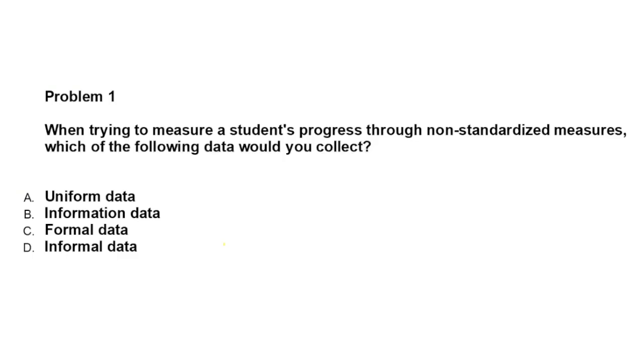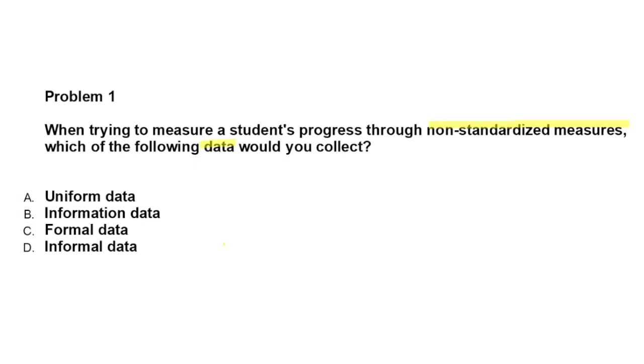When trying to measure a student's progress through non-standardized measures, which of the following data would you collect? A. Uniform data, B. Information data, C. Formal data, or D. Informal data. So when we're thinking about how to answer this question best, we need to first consider what exactly the question is asking. The one thing that we notice is that it's referring to non-standardized measures. And when we do this, we're also thinking about the way that we would collect the data. So those are the key words we want to consider when trying to determine the answer.